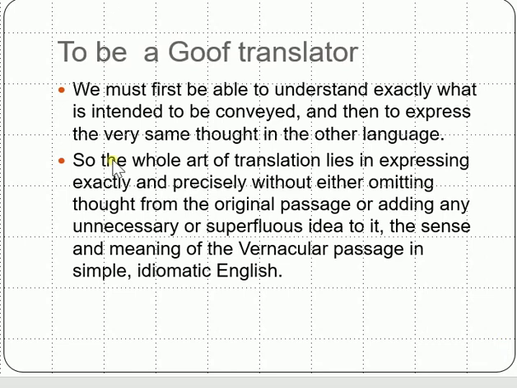And there is another thing that you have to keep in your mind, that you have to understand idiomatic expressions of the language. If you are not able to understand idiomatic expressions, then you are not going to translate accurately.